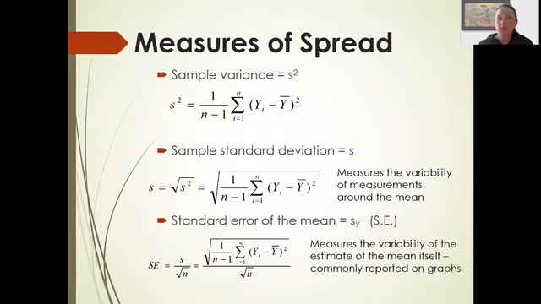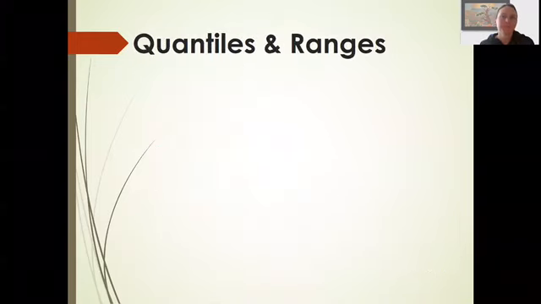It's commonly reported on graphs. Another reason people like to report it on graphs is it tends to be smaller than the standard deviation, right? You're dividing it by the square root of n, so it makes your graphs look a little tidier. But it's important to know when you should be reporting the standard deviation and using it in the error bars, and when you should use the standard error.